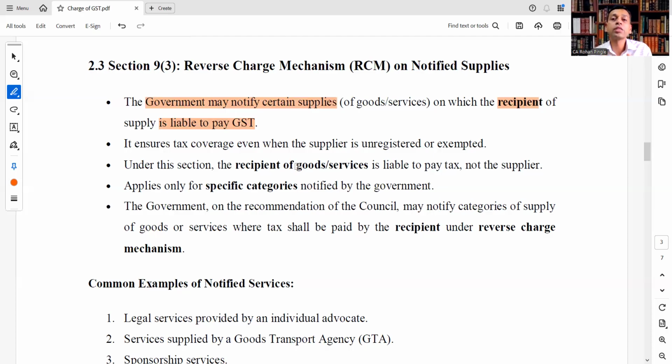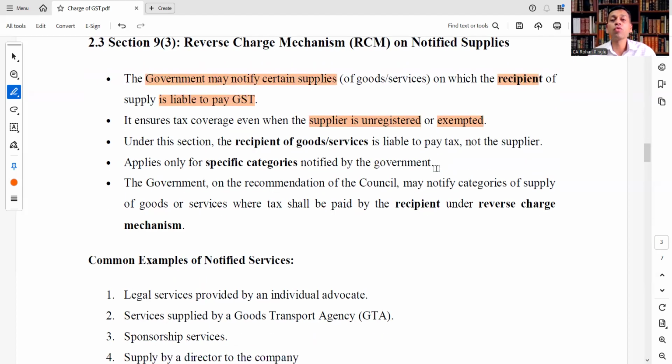So the government is thinking to widen the scope of this levy of GST, so that the revenue of the government will increase day by day. It ensures tax coverage even when the supplier is unregistered or exempted. If the recipient is registered, he will pay the tax to the government on such notified goods or services. Under this section, the recipient of goods or services is liable to pay tax and not the supplier. It applies only to specific categories notified by the government.